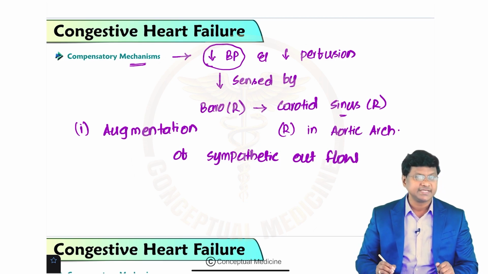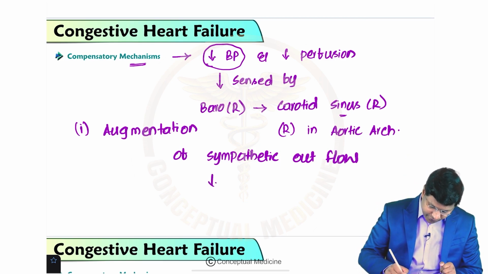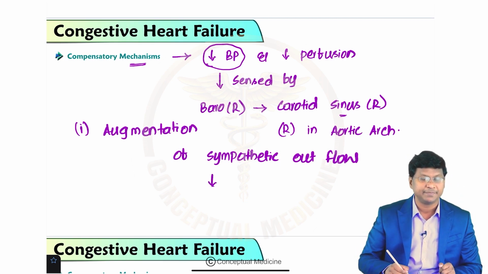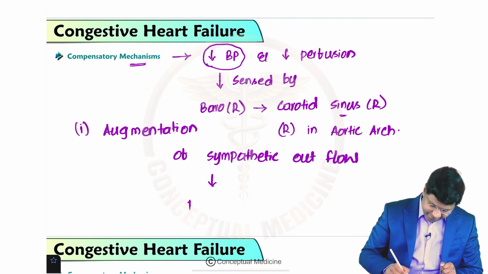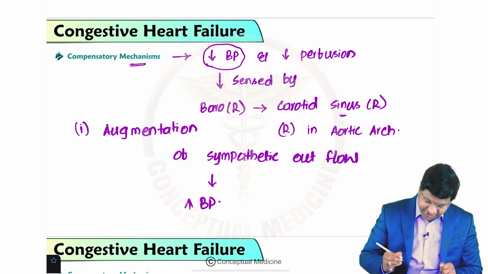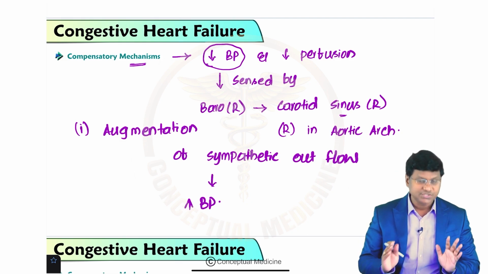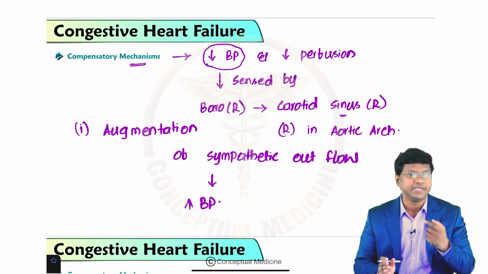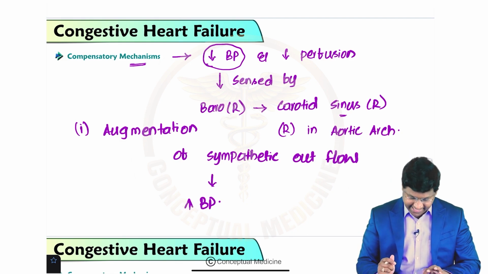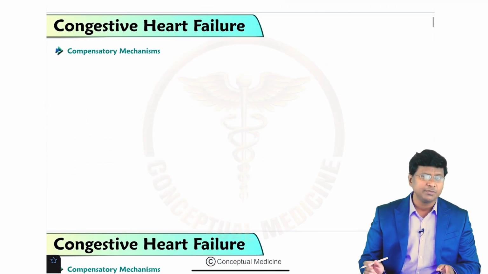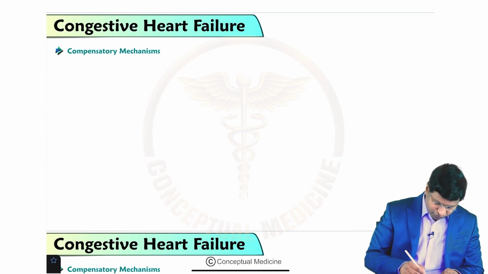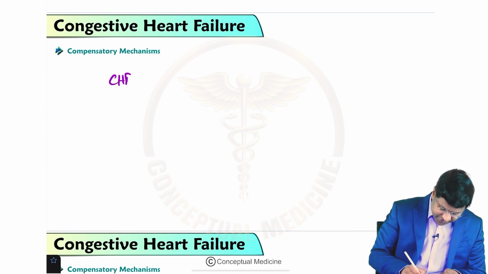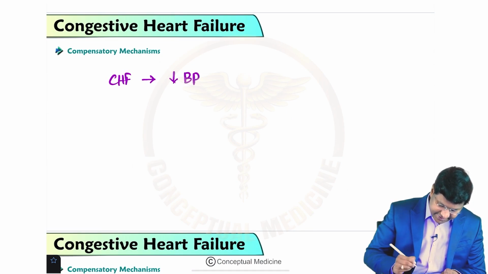Right? And once there is augmentation of sympathetic outflow, there will be release of epinephrine and norepinephrine, and this will increase the blood pressure within the individual. So that is one of the compensatory mechanisms in patients with congestive heart failure, which will increase the blood pressure. And the other compensatory mechanism: in patients with congestive heart failure, what is happening to the blood pressure? The blood pressure of the individual is reduced.